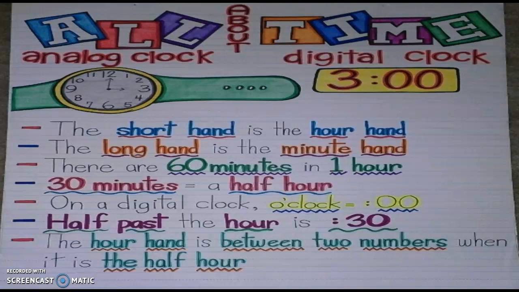Very good. There are 60 minutes in 1 hour. 60 minutes in an hour and 30 minutes in a half hour, or we say half past the hour. Okay, that's going to be important because that's going to be on the test again. So, shorthand, hour hand, minute hand is the long hand. 60 minutes in an hour, 30 minutes in a half hour.